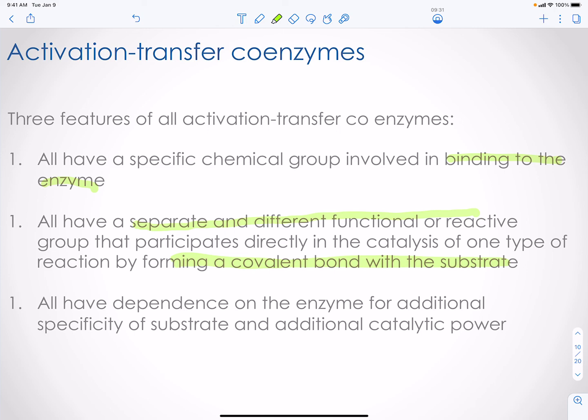In addition, they all are going to have dependence on the enzyme for specificity of the substrate. So they can bind to the substrate, but in order for the chemical reaction to go forward, that substrate has to be able to fit and bind into the active site of the actual enzyme. The enzyme also is going to provide catalytic power, of course, so the coenzymes bring things together. So the speed at which a reaction goes forward is not only the presence of the enzyme, but presence of the coenzyme being able to bring the two entities, enzyme and substrate, together.